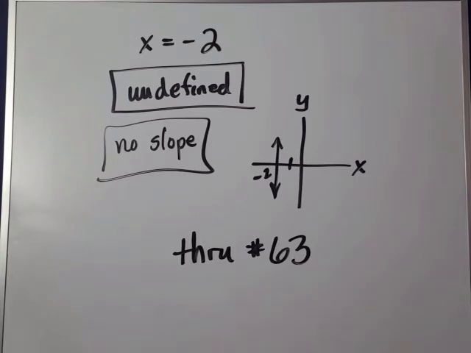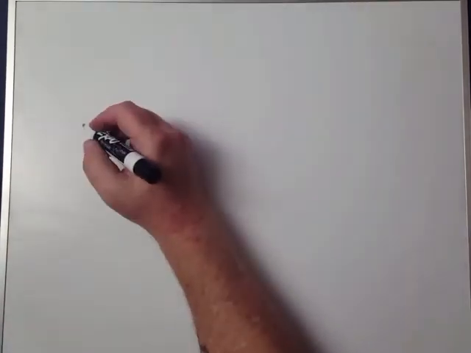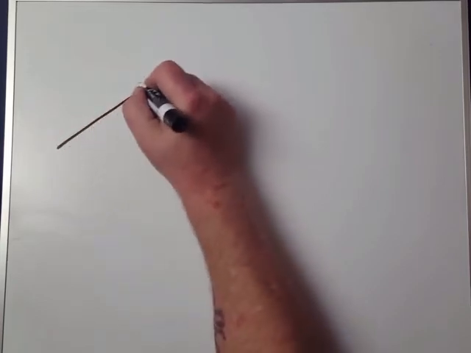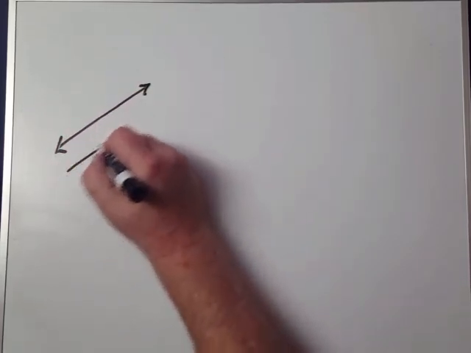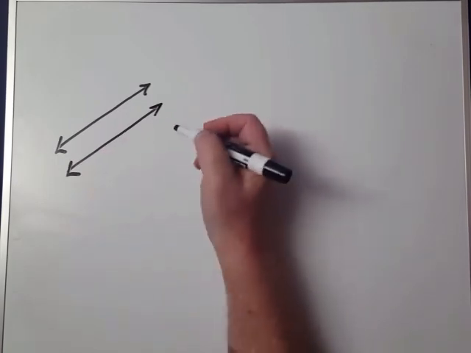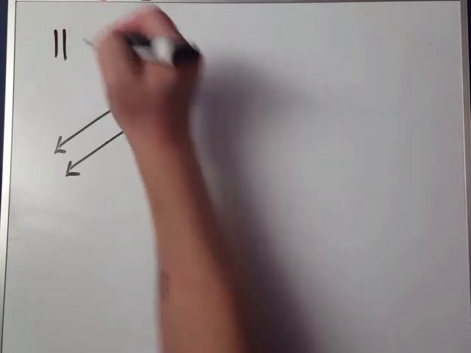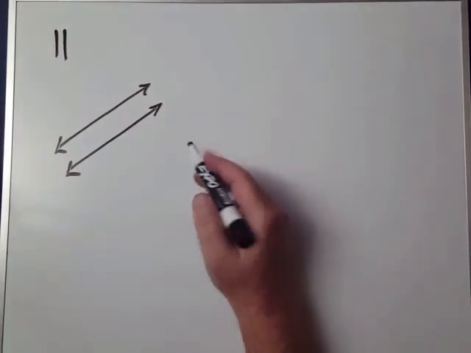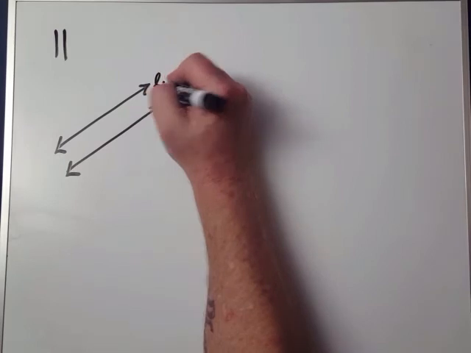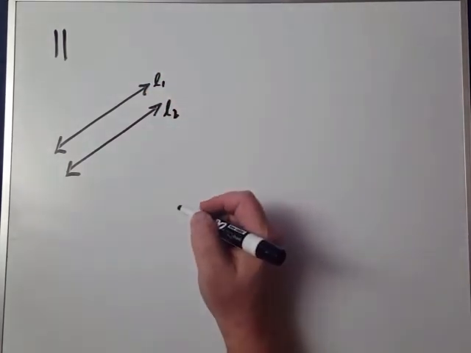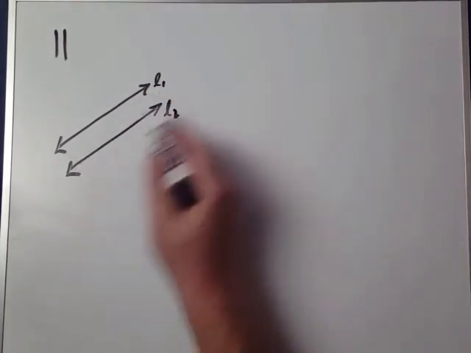So the next thing I'm going to look at now are comparing two lines using their slopes. From geometry, you remember what it means to have parallel lines? Parallel lines are lines that never intersect. The symbol for parallel looks like that. And when I have parallel lines, call this line 1, call that line 2, what can I say about their slopes? Well, look at their steepnesses.